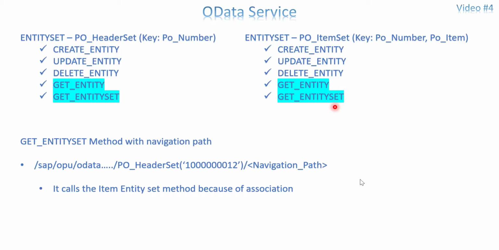So one URI will serve in three different ways. For example, if I give only the OData PO header set with a key value, it will call get entity. With the same URI, if I remove this value and just say PO underscore header set, it will call get entity set. And if I call PO header set with value slash navigation path, it will call the get entity set method for item. So with one URI and three different parameters, it will call three different methods. If that association is enabled, maybe even a deeper association, one URI is enough with different parameters to give the information to the UI application.